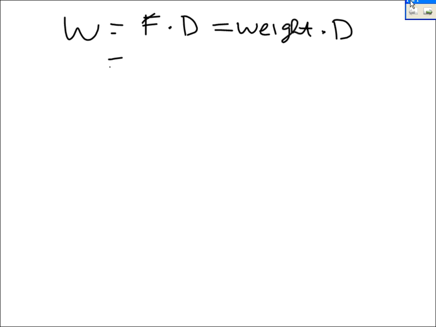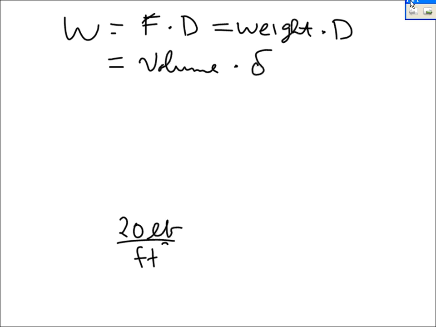But now, what's the weight of an object? The weight of an object is the volume times the density. The Greek letter delta for density. In other words, if something weighs 20 pounds for a cubic foot, that's the density. And volume is always in cubic units.